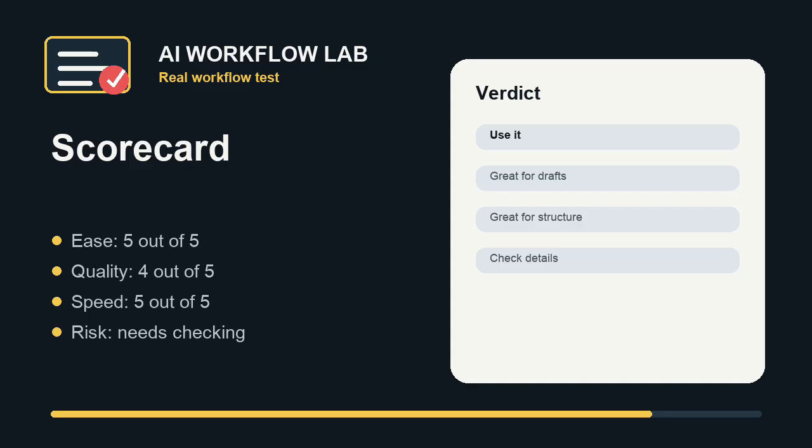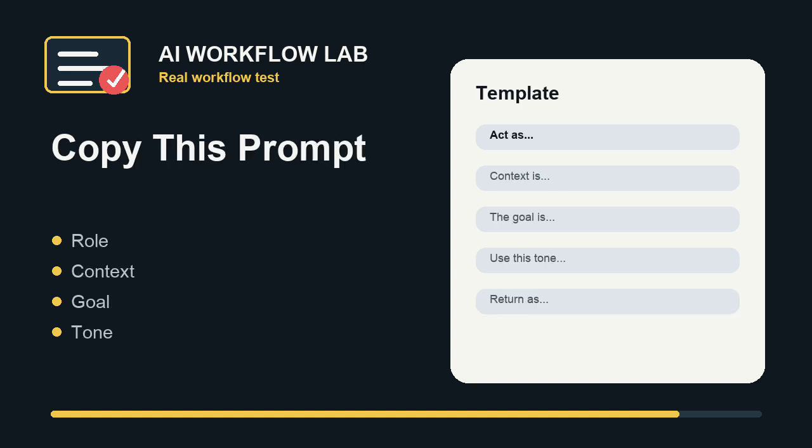Copy this template. Act as the role. Here is the context. The goal is the outcome. Use this tone. Return it as this format. Then add, if information is missing, ask a question instead of inventing the answer. That one structure is enough to make ChatGPT useful for emails, summaries, plans, outlines, and checklists.